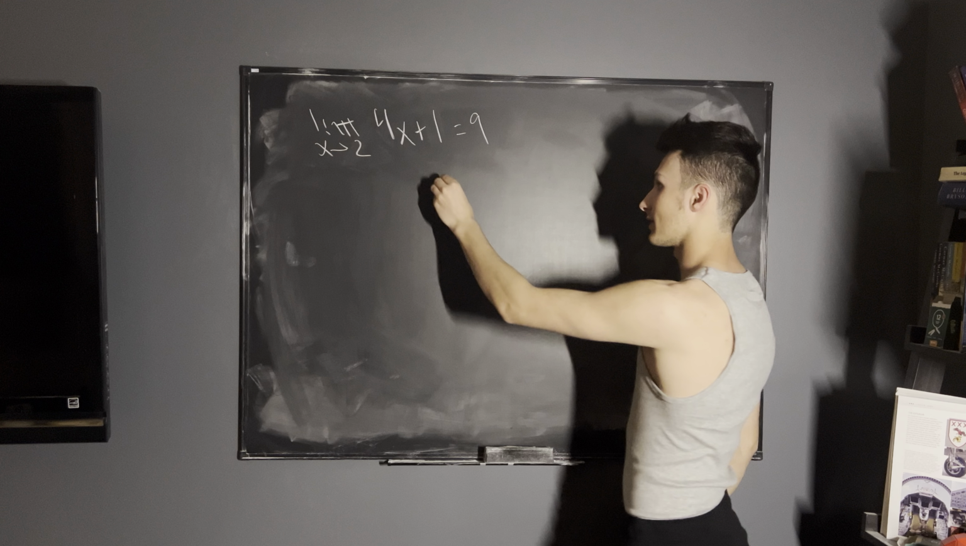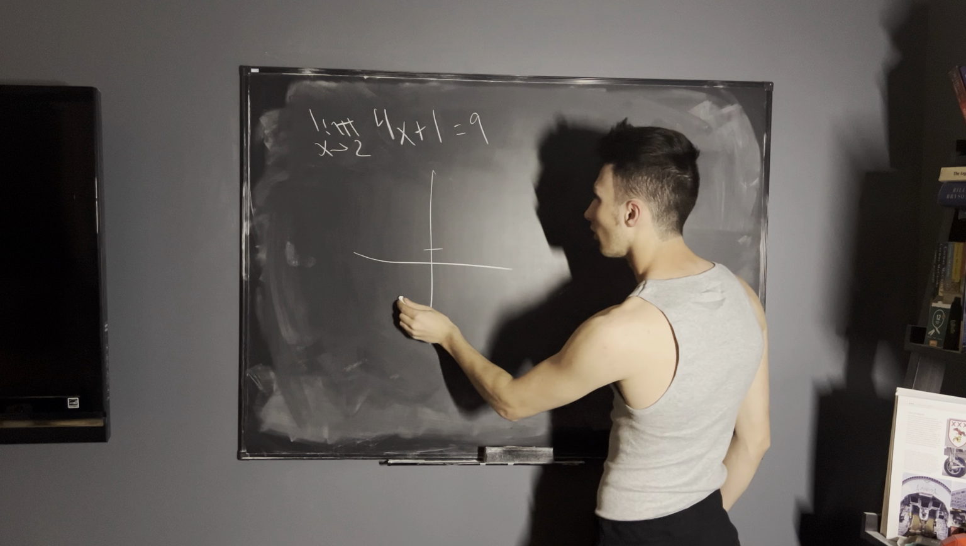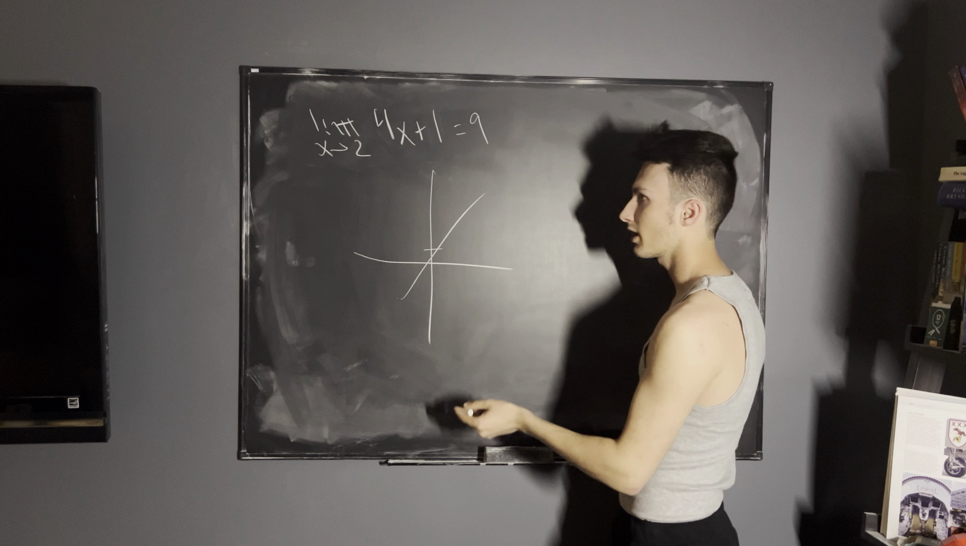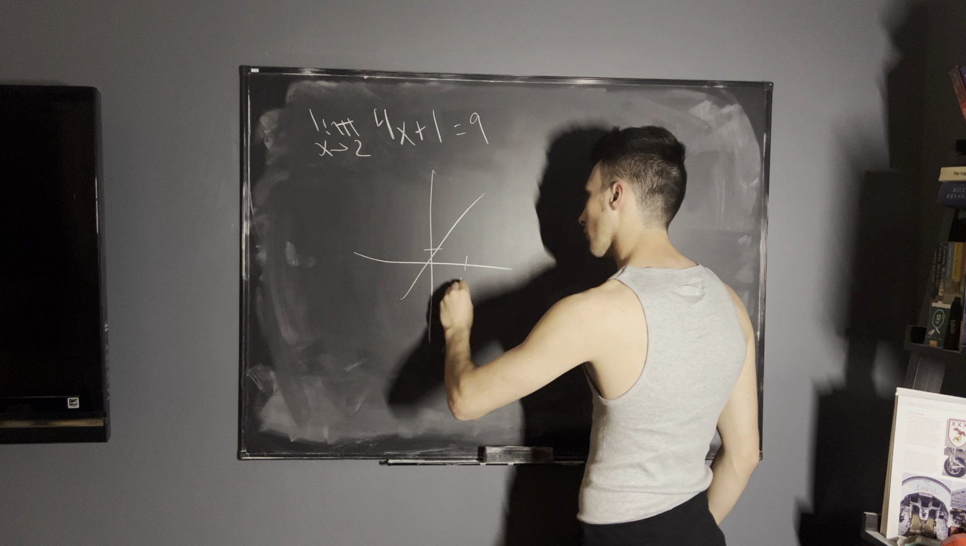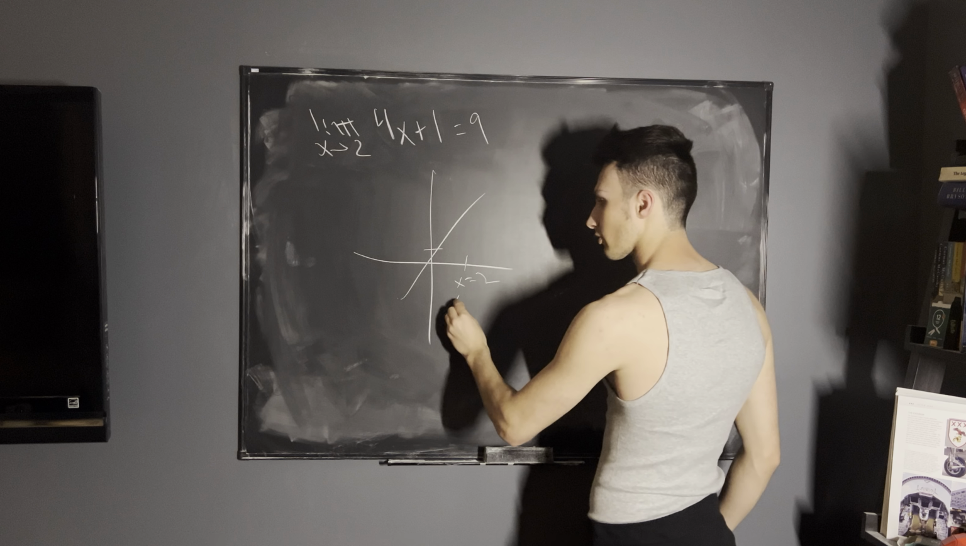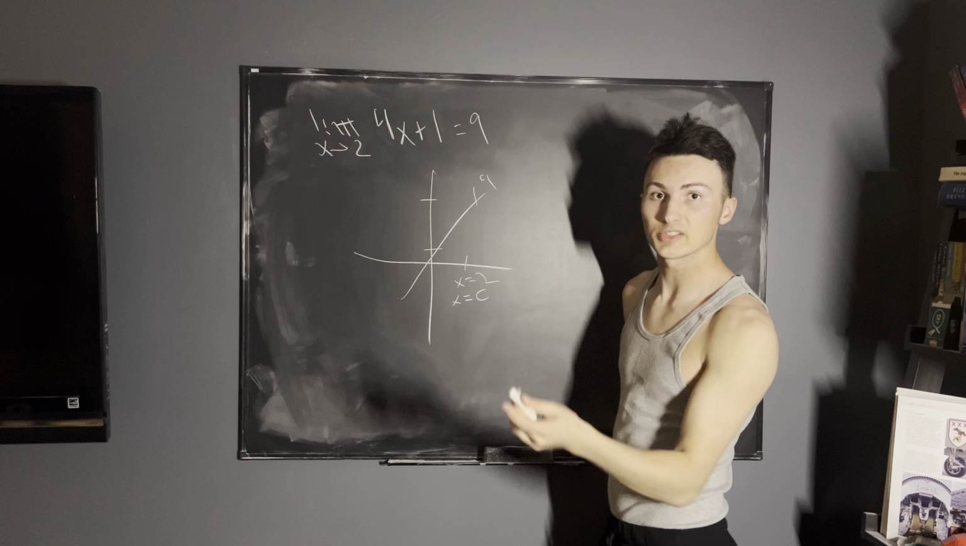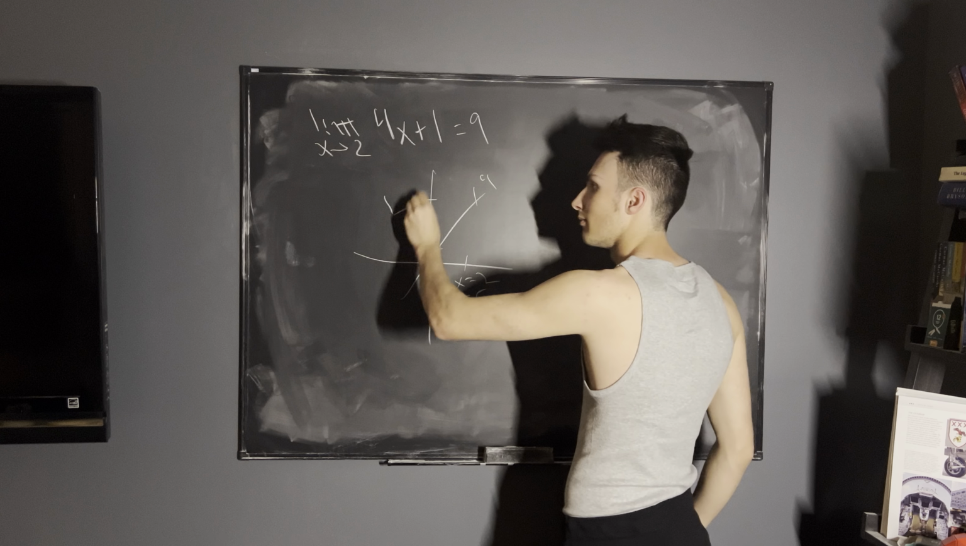What this represents is going to be this graph. We're going up by 4 each time. We're approaching x equals 2, or in the general case, x equals c. And then we're going to have a point up here. In this case, it's going to be 9. However, generally, you're going to see it as L.